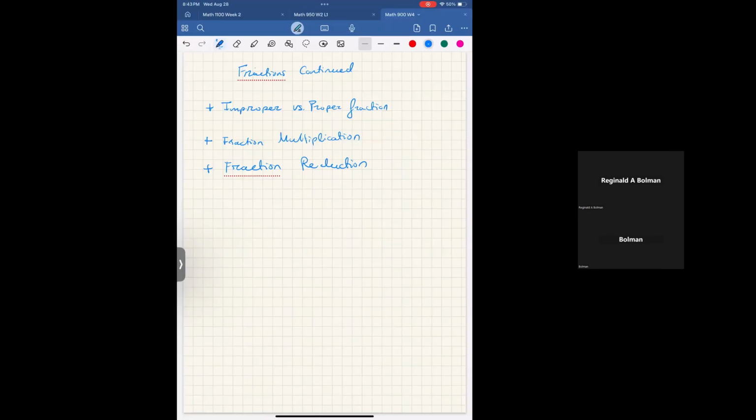Welcome back. In today's lesson, we will continue with our discussion into the topic of fractions, otherwise known as quotients. We will discuss the concept of identifying an improper versus a proper fraction. We will discuss the idea of fraction multiplication. And finally, we'll talk about fraction reduction so you guys can get to your homeworks.